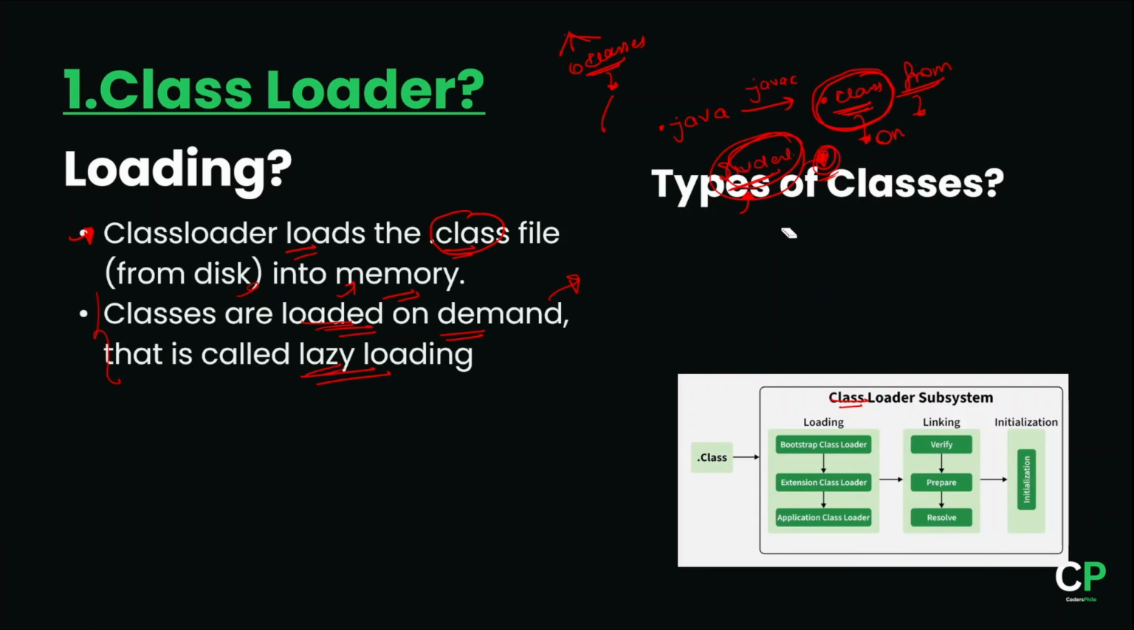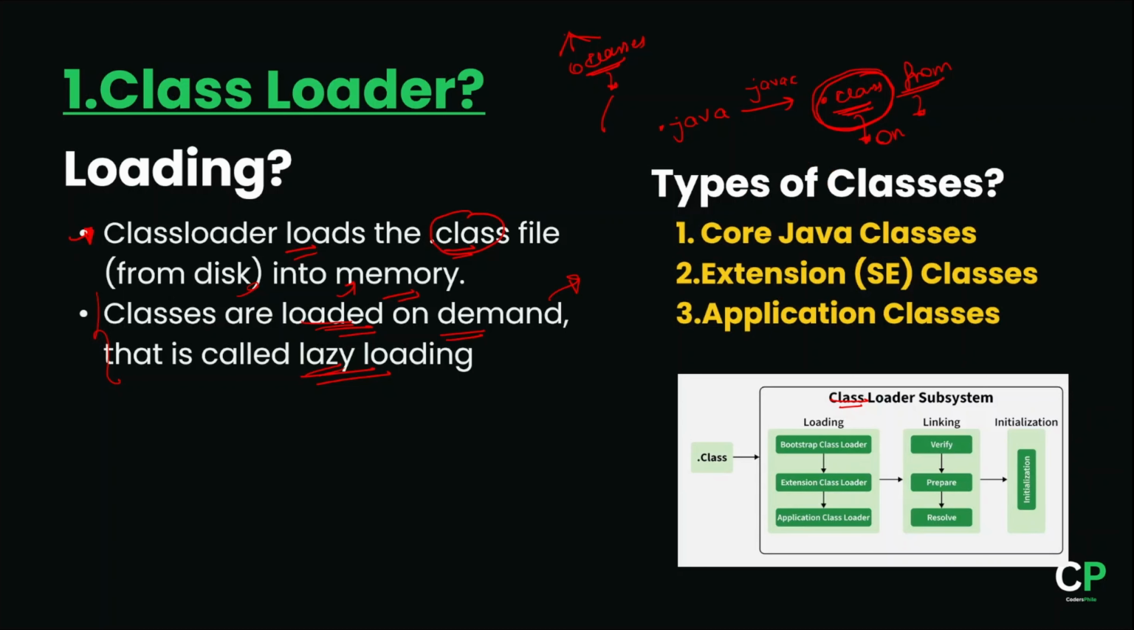Now let's learn about the types of classes in Java. So what are the types of classes in Java? Basically there are 3 types of classes in Java. First one is the core Java classes, second one is the extension classes, and third one is the application classes.